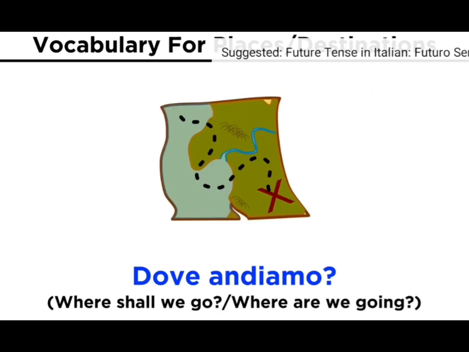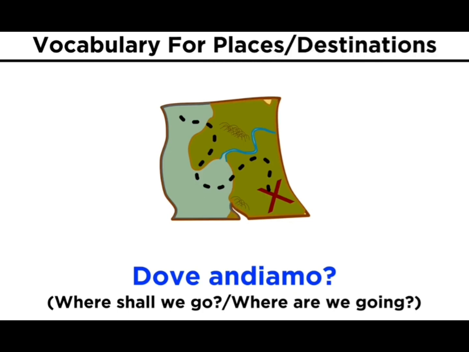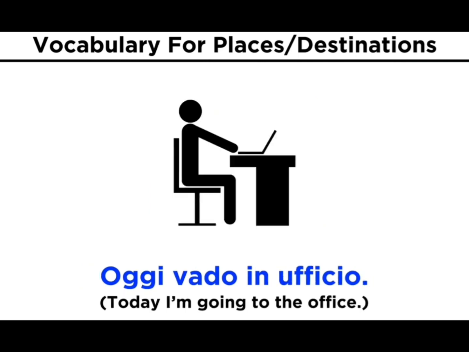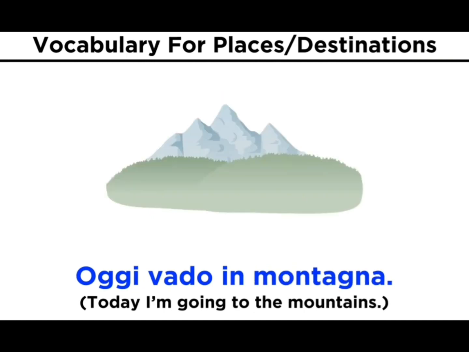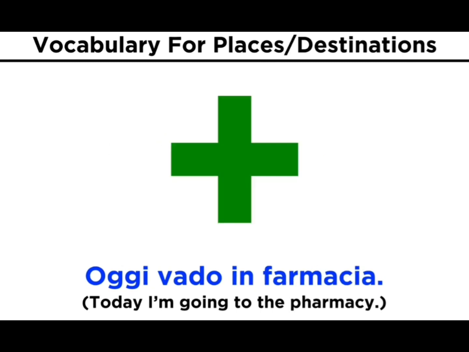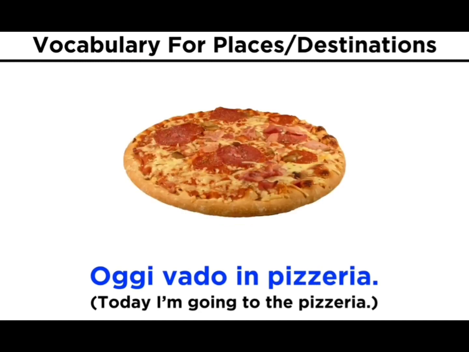Now that we know how to say that we are going somewhere, let's learn how to say some places where we might be going. Oggi vado in biblioteca. In ufficio. In montagna. In città. In farmacia. In pizzeria.